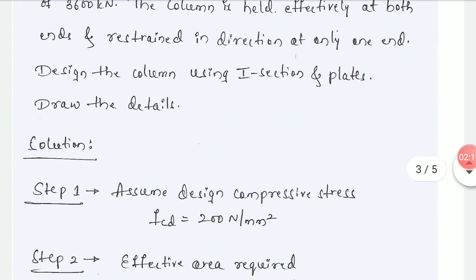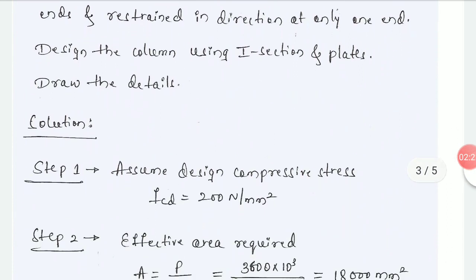So let us go with the procedure. First step: assume design compressive stress. To know the area of the compression member required to carry the load of 3600 kilonewton, I need to start with some assumption. That is, as the first step, assume the design compressive stress. fcd of 200 newton per mm square is the assumption we make. You can check this step in the design procedure which we have studied in the previous session.